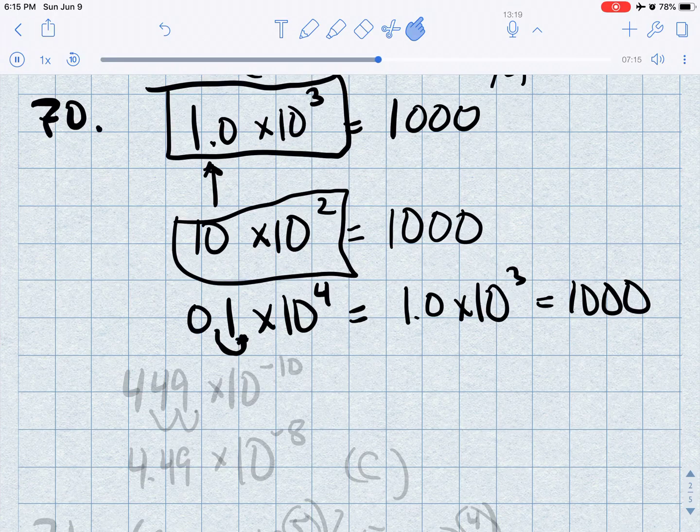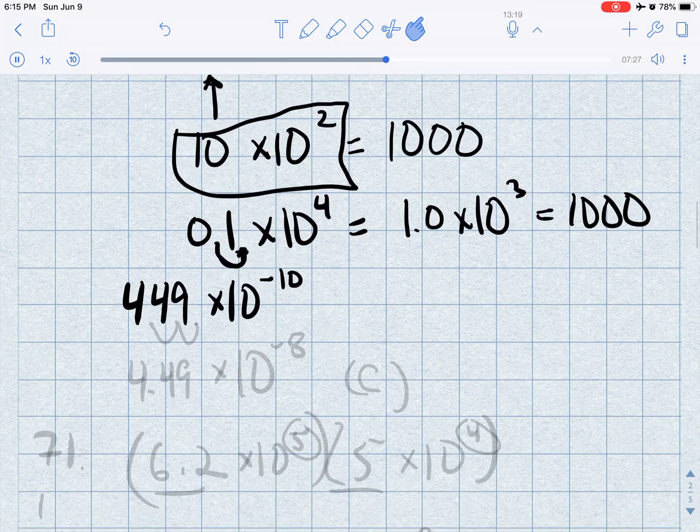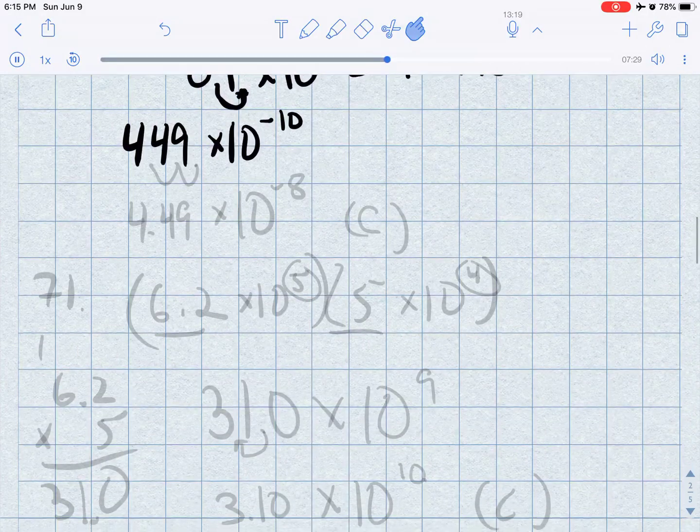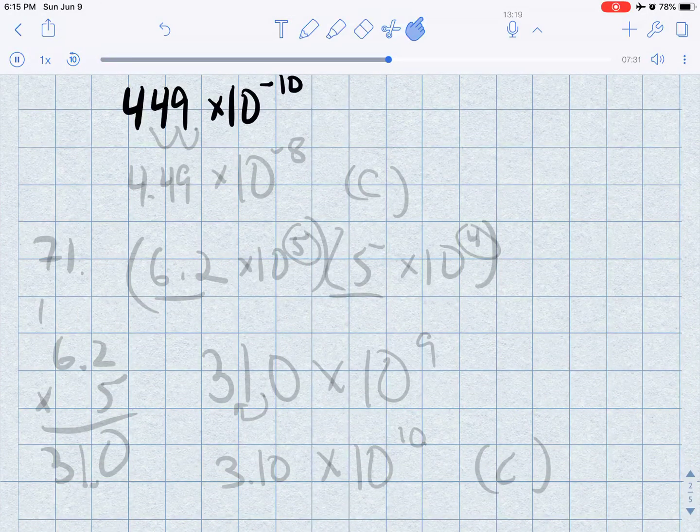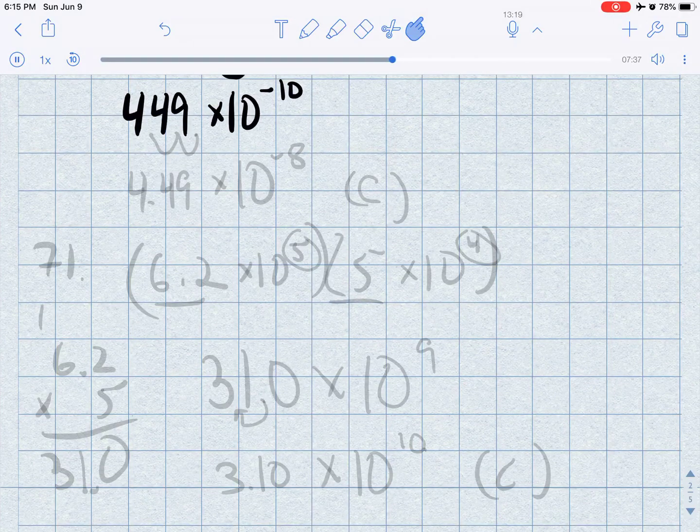For number 70, we are given 449 times 10 to the negative 10. All right? The negative exponent means that we're not adding zeros to the right of the most significant digit, we're adding it to the left. Okay?